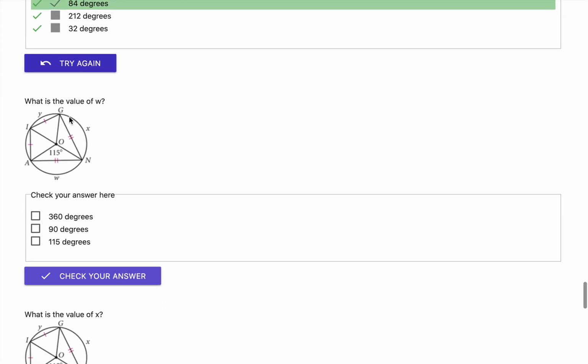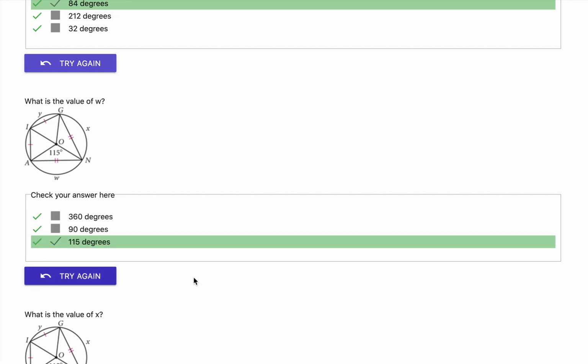Now we see this problem that says, what is the value of W? So looking at this picture, W is right here. It's asking what is the measurement of arc W? Arc W is going to be 115 degrees because the arc is always the same as the internal angle.